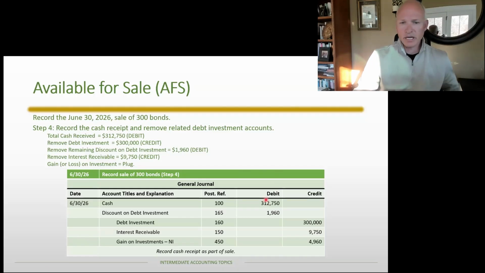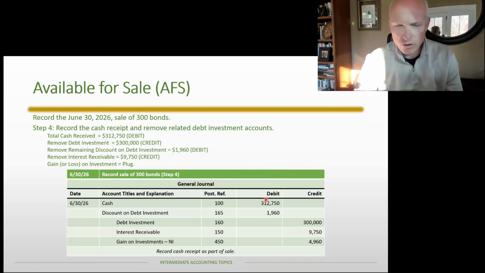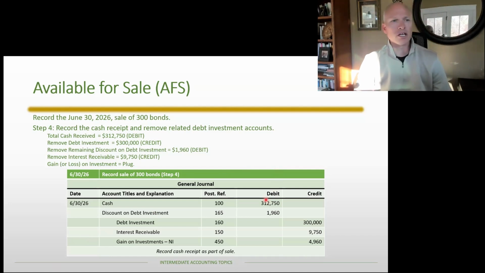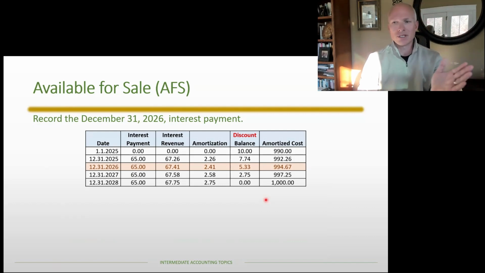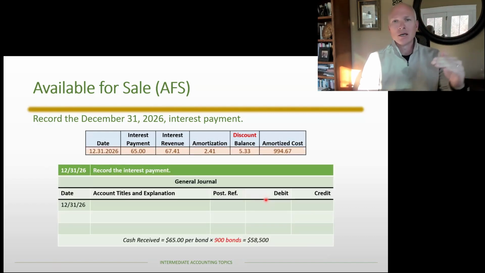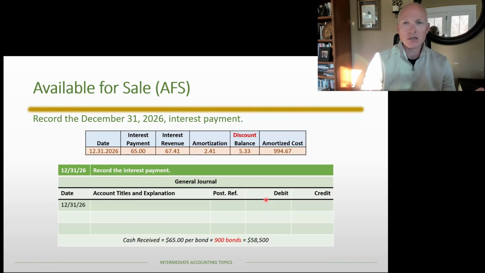All right, so we are picking up from our last available for sale presentation. We're hopefully going to close this one out, and so the next journal entry is the December 31st, 2026 interest payment. Of course we still have those 900 bonds remaining, and so we've got to record the continuing process with those bonds, which would be the amortization of the bond, recording the interest revenue, and also of course recording any additional fair value adjustments.